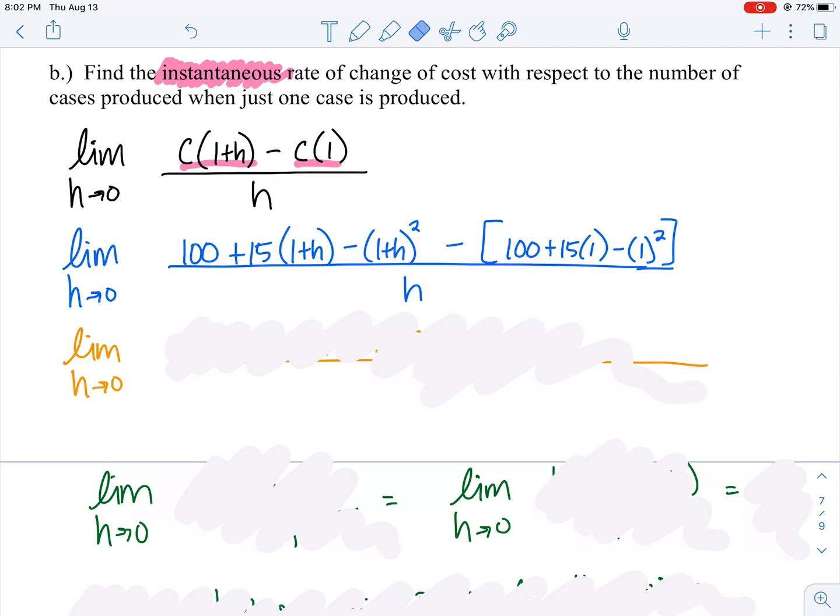From here, it's just algebra. Now we just have to simplify, combine like terms, factor, all of that good stuff.